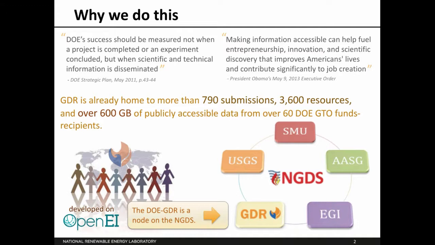And the GDR has been around now for a long time. It's already home to over 790 submissions, 3,600 resources, or 600 gigabytes of publicly accessible data. Founded in 2012, online in its current form since January of 2013, basically. We've seen all these success stories.